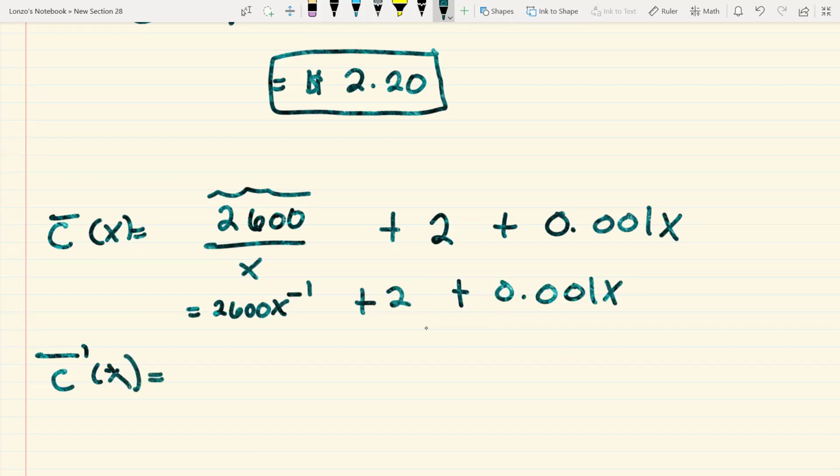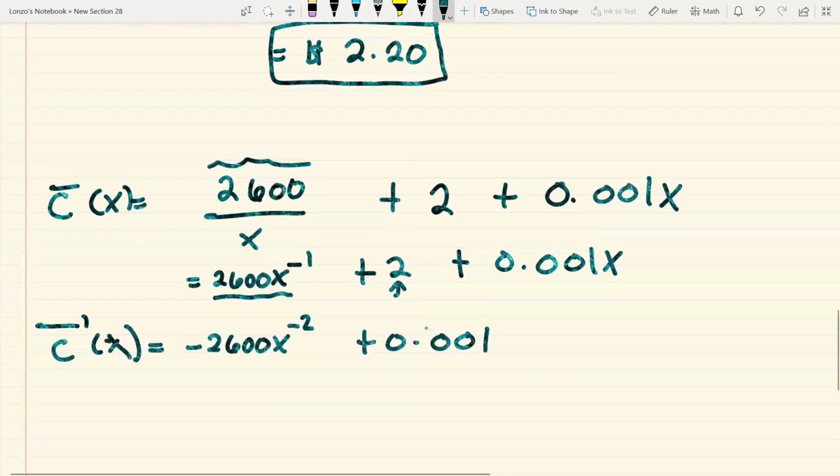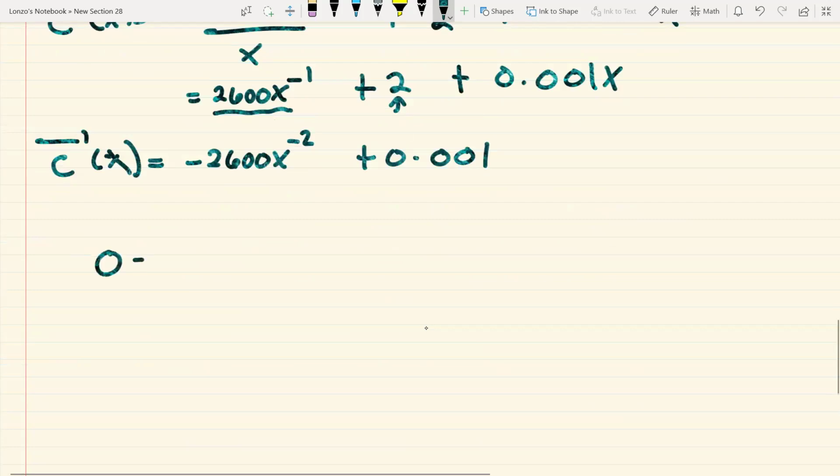And now let's take the derivative of each term. For the first term you apply the power rule. So this would be -1 times 2,600, which is -2,600 x to the -2. The derivative of 2 is 0. The derivative of 0.001x is 0.001. Okay, so go ahead and set that to 0.